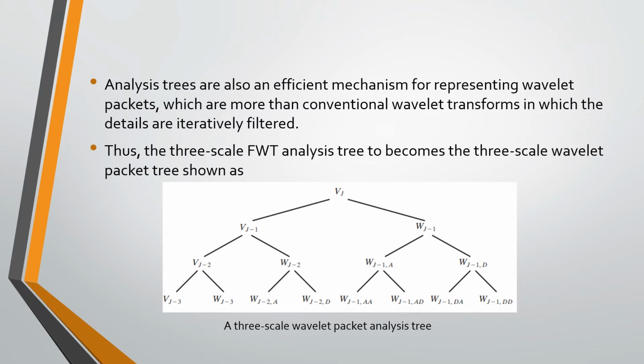Now, see the three-scale wavelet packet analysis tree. V_j is subdivided into V_(j-1) and W_(j-1). They are subdivided into V_(j-2) and W_(j-2), and W_(j-1) is subdivided into W_(j-1,A) and W_(j-1,D). Likewise, they are subdivided further into the two- and three-scale wavelet packet analysis.